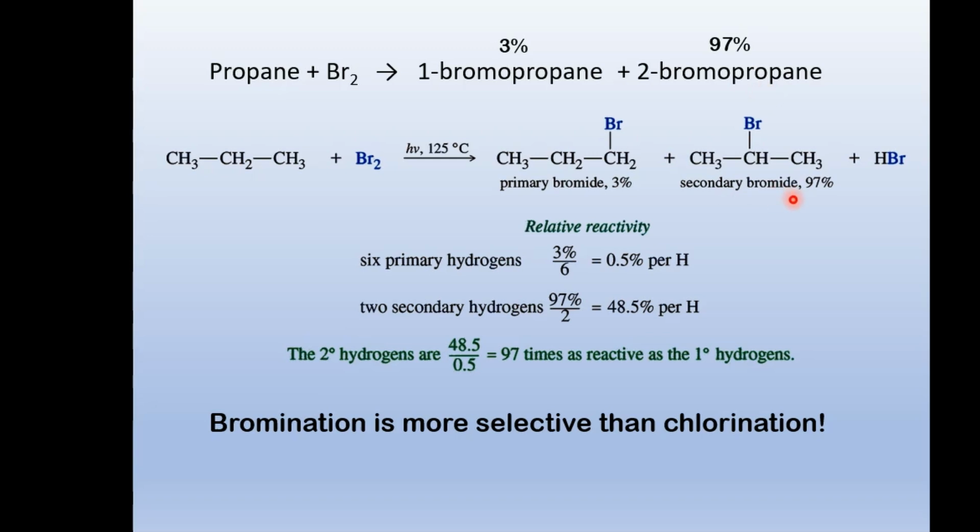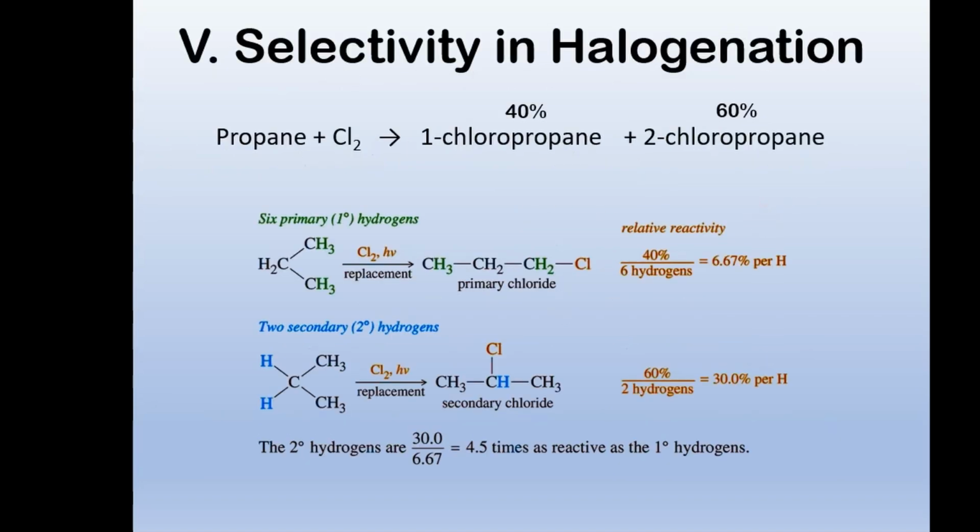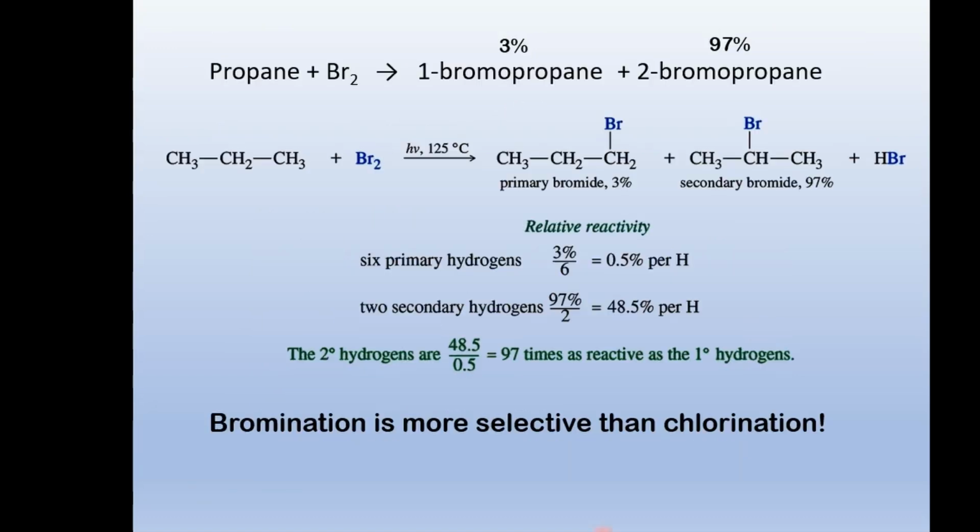We formed more of the 2-bromo than the 1-bromo. This is more selective. If I go back and look at the chlorine, 60-40, this wasn't as selective. It still preferred the 2-chloro. So bromine is more selective. Bromination is more selective than chlorination.